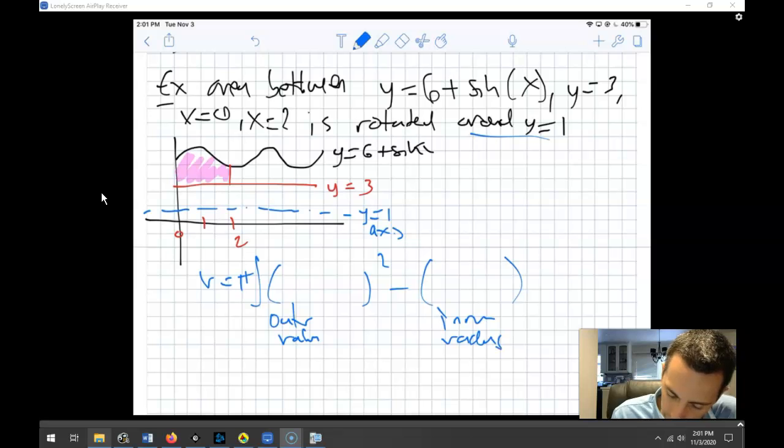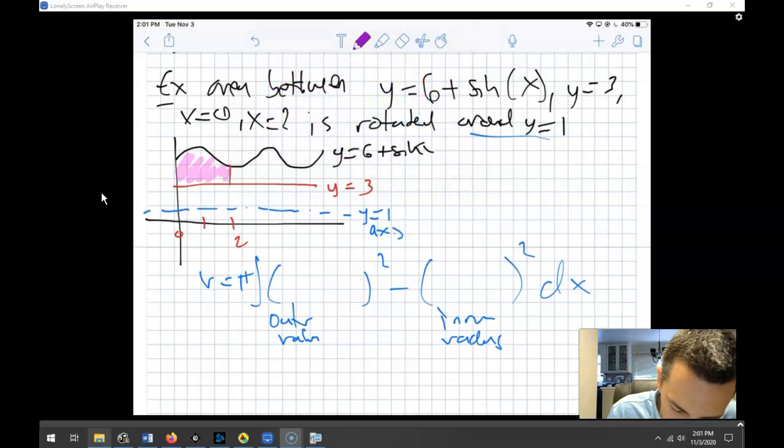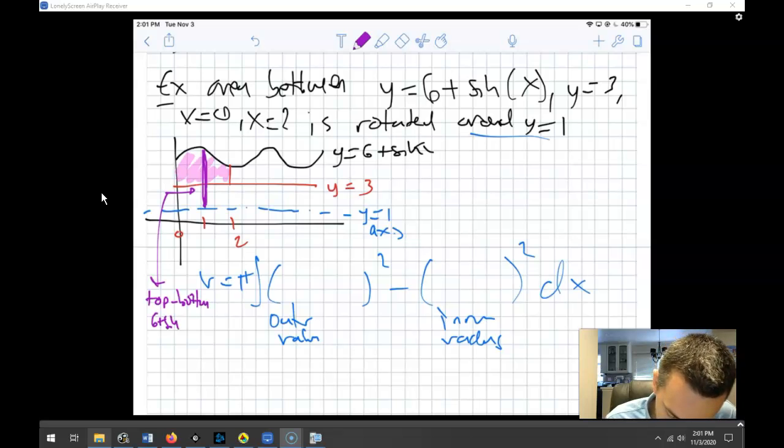Of course this will be in terms of x. Hopefully we can see pretty clearly that the outer radius is coming from 6 plus sine x. It's furthest away from the line we're rotating around. But it's not the height of the function. It's 6 plus sine of x minus 1. So the length of that purple radius, you should think about as a top minus bottom. So it's 6 plus sine of x minus 1. That's my outer radius.